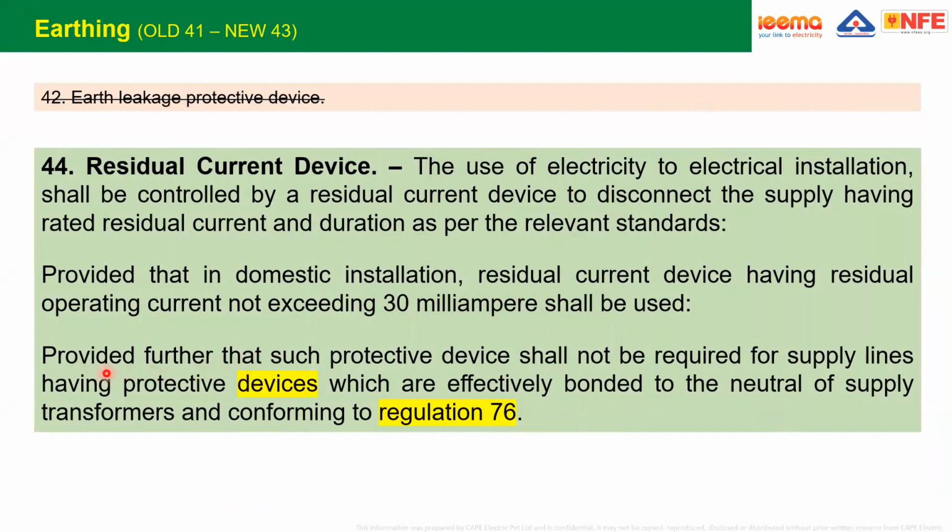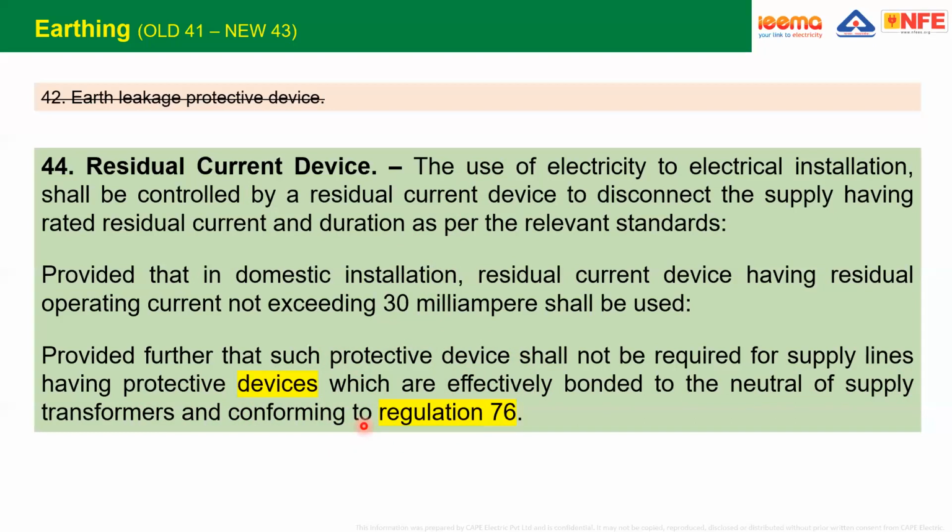And the third paragraph says, provided further that such protective device shall not be required for supply lines having protective device which are effectively bonded to the neutral of the supply transformer and conforming to regulation 76. So the third para says, if you have a TN system, then you don't need any RCD. The first two say you have to use an RCD in all electrical installations. So whenever you start using, that means at the main switchboard, you have to have an RCD of 30 milliampere. Now, this third paragraph says if you go for a TN system, you don't need to have an RCD.